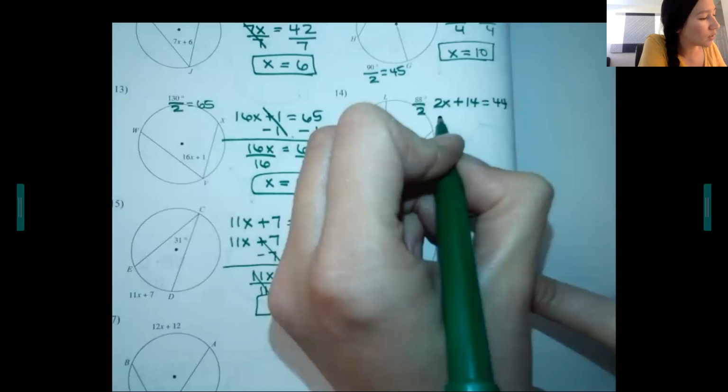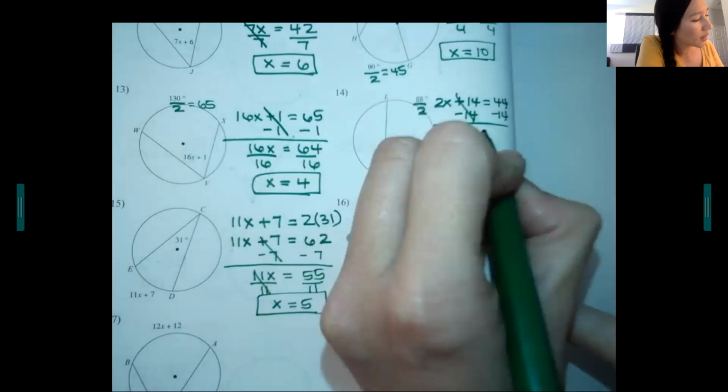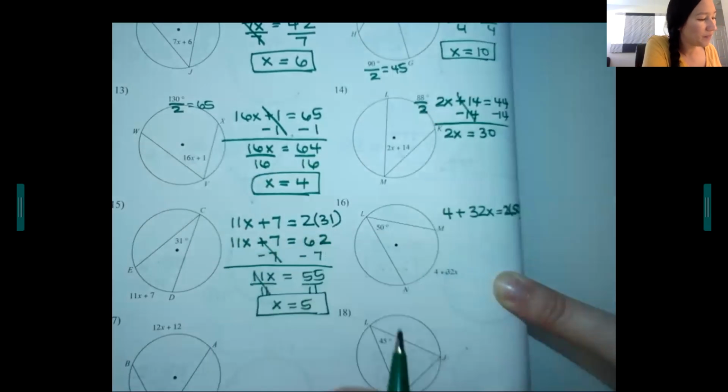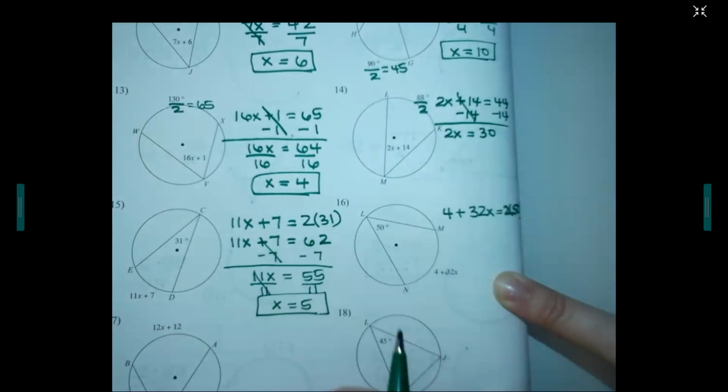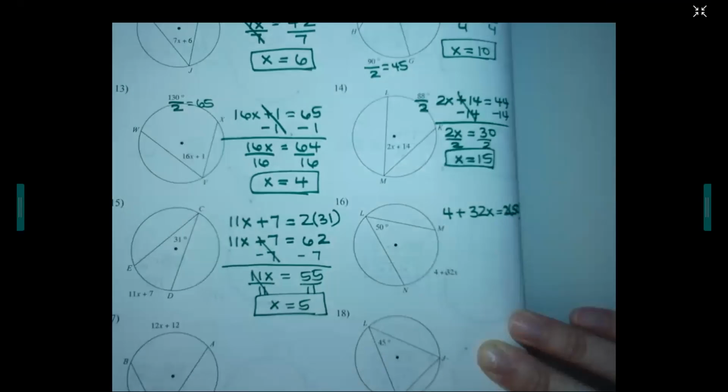Good. And then you said you subtracted 14. So 2x equals 30. And then you just divide 30 by 2 and you get x equals 15. Very good. Thank you, Rick. Any questions on number 14? No. Okay, perfect. Thank you.